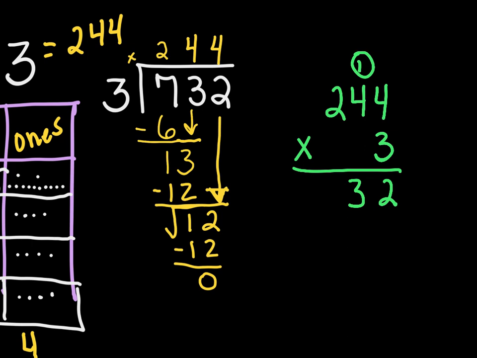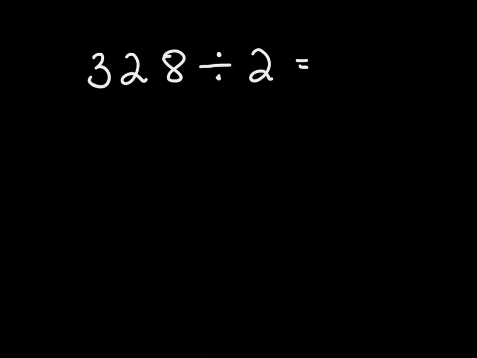And then carry the 1. 2 times 3 is 6, plus 1 is 7. So 732, 732, check. We did it right. Okay, so 328 divided by 2.